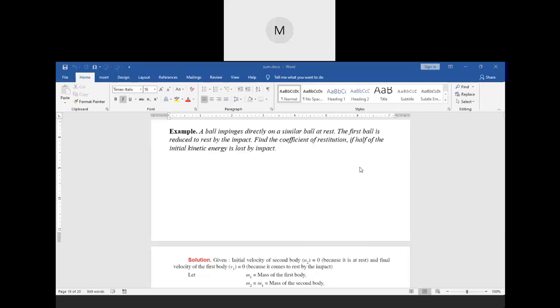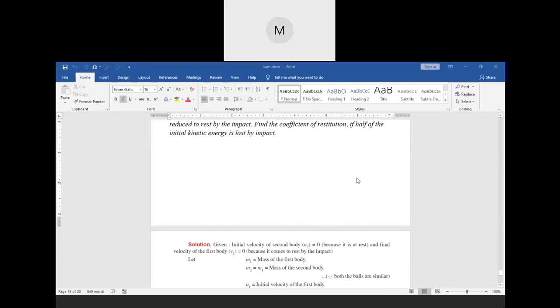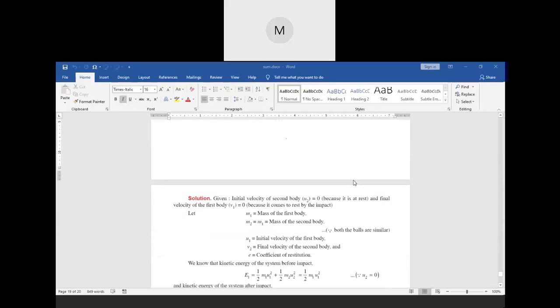Now here, if you see, a ball impinges directly on a similar ball at rest. The first ball is reduced to rest by the impact. Find the coefficient of restitution if half of the kinetic energy is lost by impact. Now in this numerical, first of all, you have to find out the initial velocity of the second body, u2, which is zero because it is at rest, and then the final velocity of the first body, which is equal to 0.